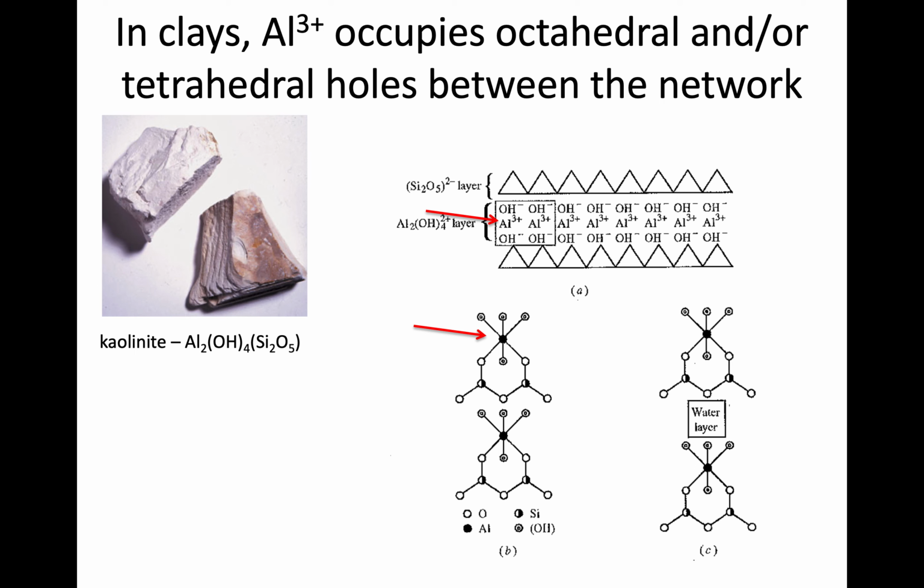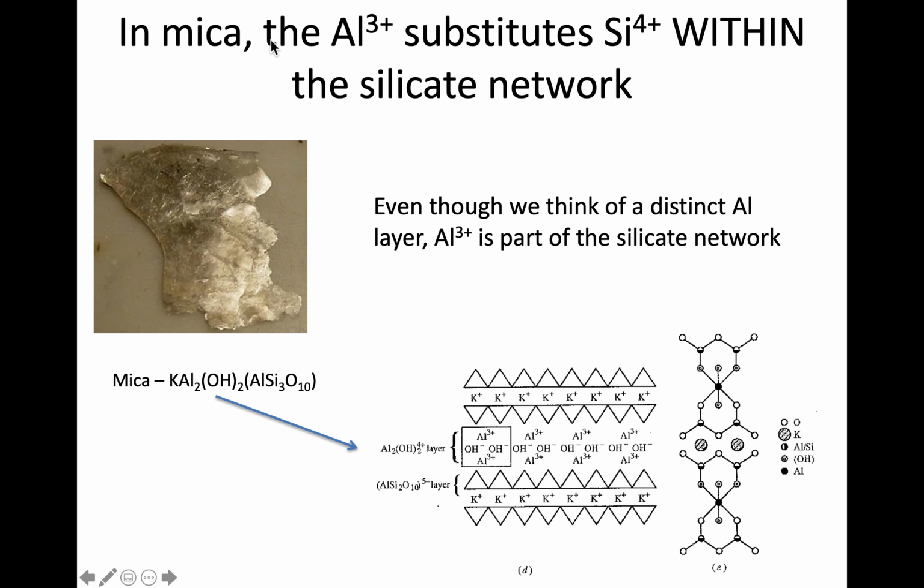And so it can occupy itself in those areas. However, if we have something like mica here, we see that we have aluminum in these same positions and in between the layers, not attached to the networks, but we can also have it as part of the network. So it can actually replace the Si4+ within the network in those cases.